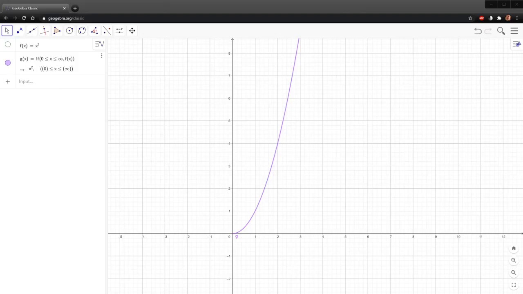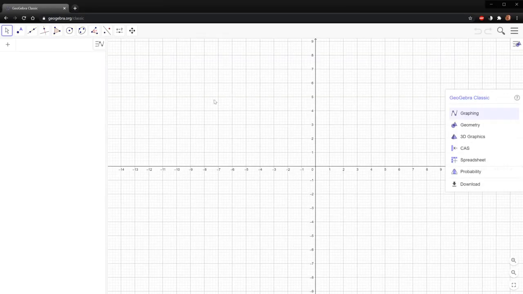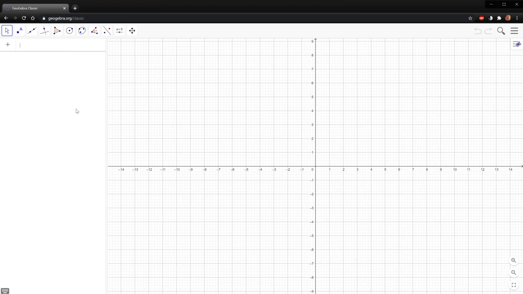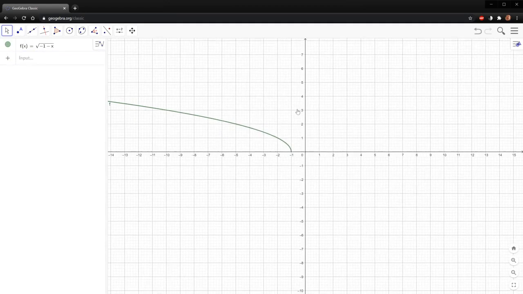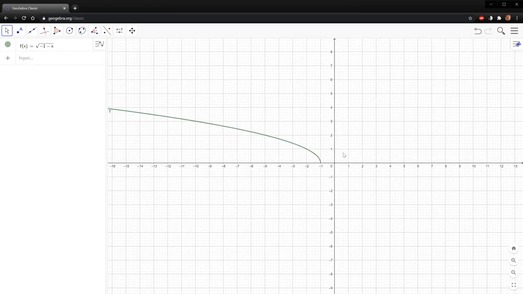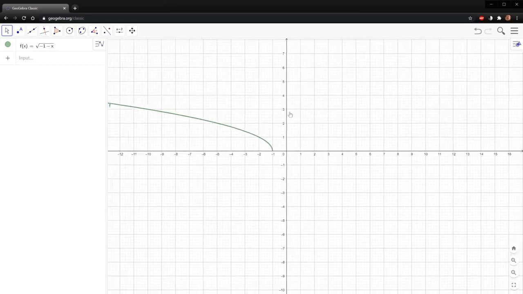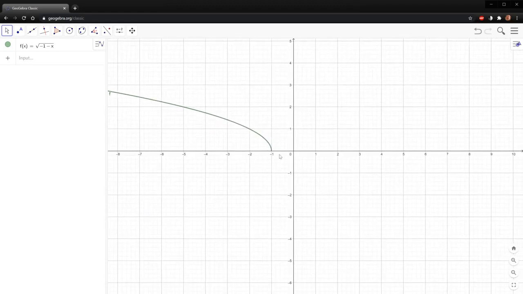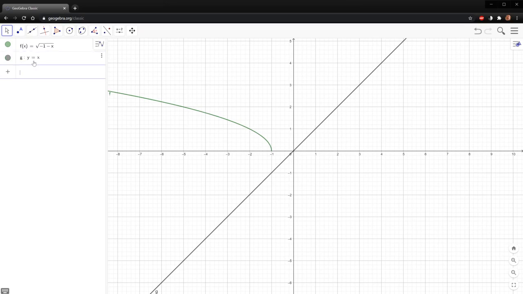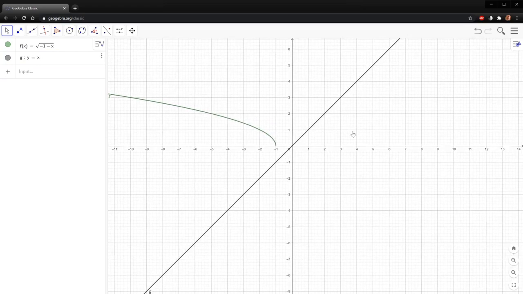So let's see. Let's clean this off. So root of negative 1 minus x. Okay. So that's that function. You can see that it is in fact 1-to-1, so it has an inverse. To get the inverse, we need to reflect it about the 45-degree line. So y equals x is the 45-degree line. And in GeoGebra, you can do reflections about lines really easily.